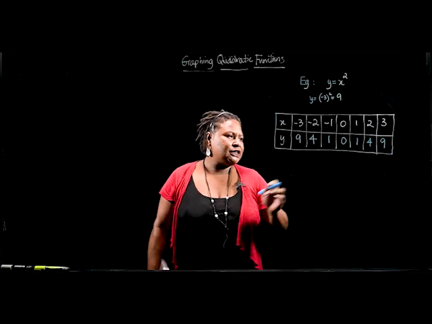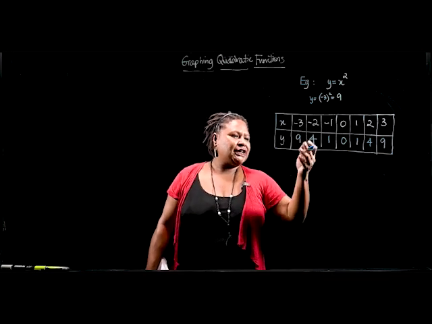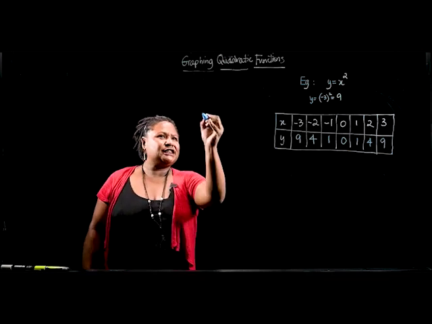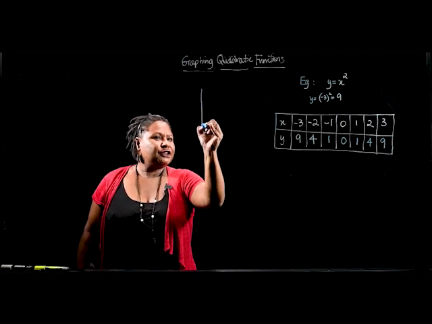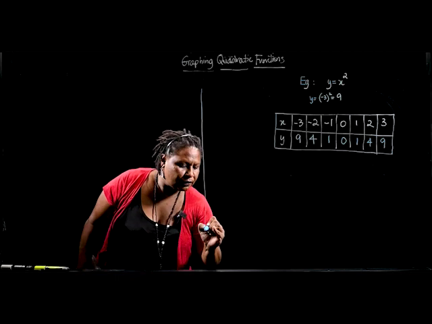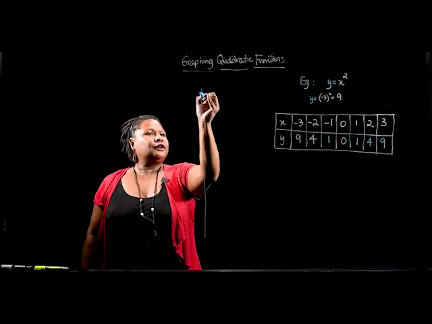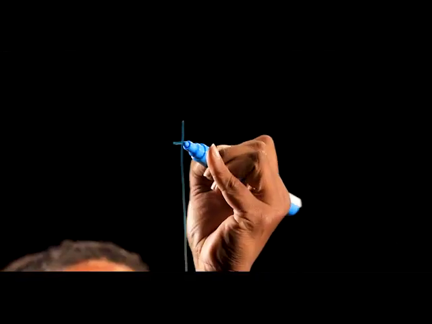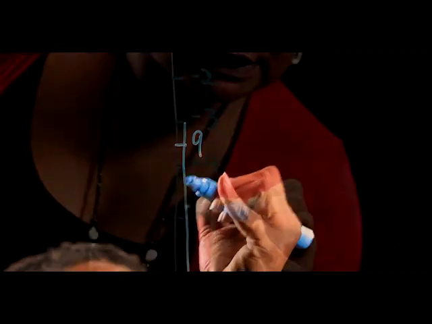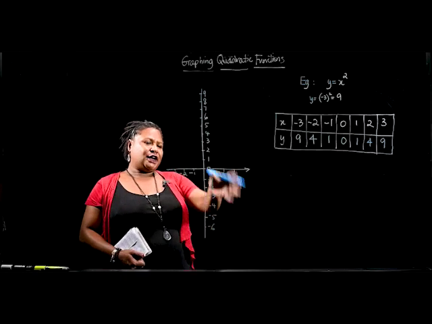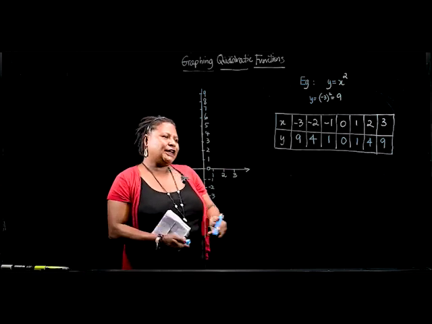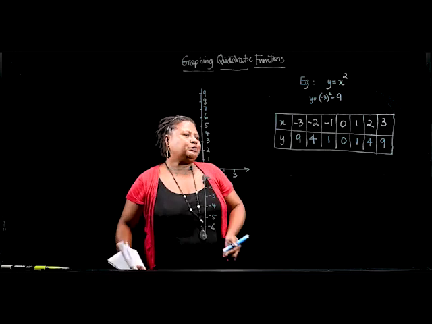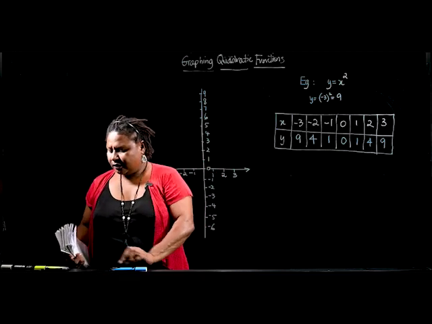We'll draw our Cartesian plane. The highest value on the y-axis is 9, so let's put 9 at the very top. So here is our Cartesian plane. We are using all 4 sections of the Cartesian plane.